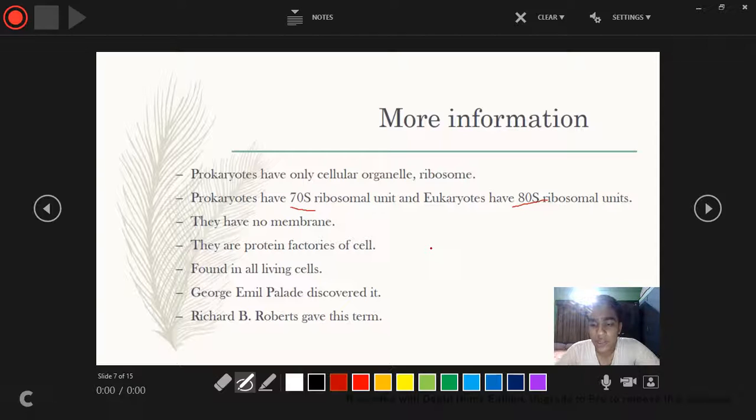We will learn about the ribosomal units later, and they have no membrane. That is the most important thing. They have no membrane. Questions come like this: name any membraneless structure or organelle in the cell. So you can write ribosome.